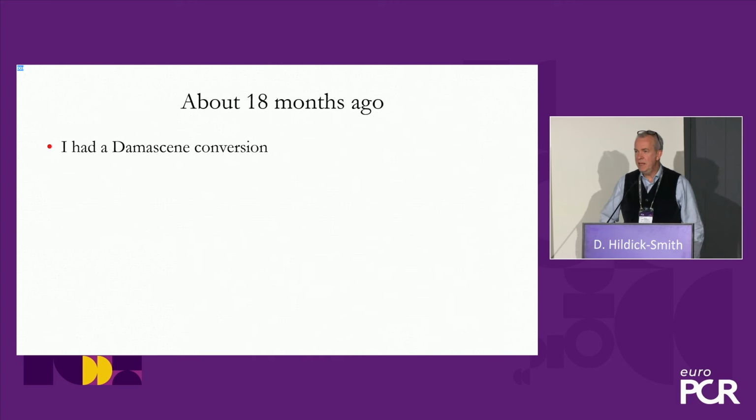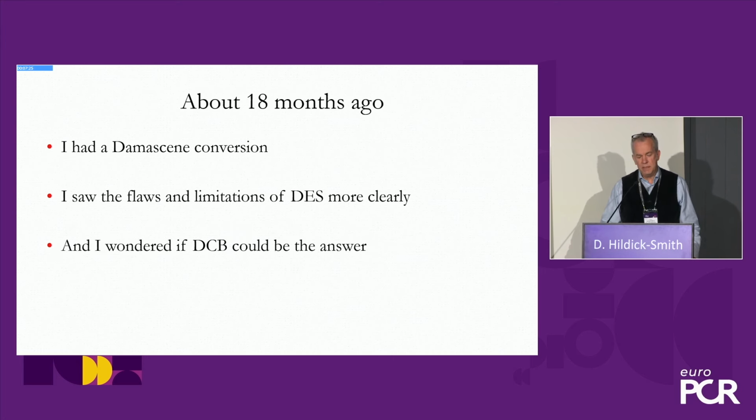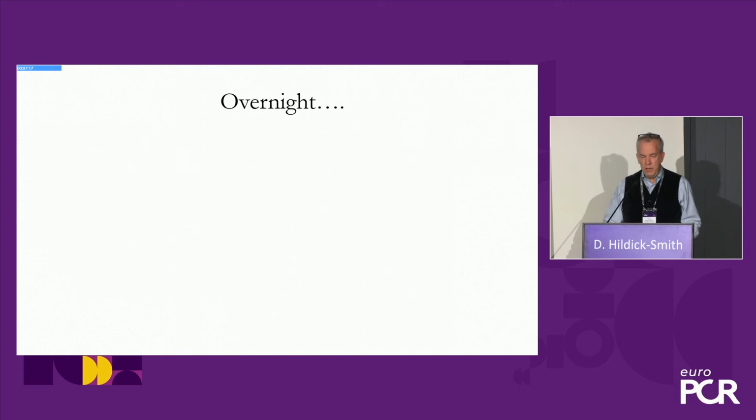About 18 months ago, or thereabouts, I had pretty much a Damascene conversion, which I won't bore you with in too much detail, but I did suddenly begin to see the flaws and limitations of drug-eluting stents, with their inevitable year-on-year decrement of clinical events, stent thrombosis, malapposition, need for antiplatelets. And I suddenly thought, actually, maybe these drug-coated balloons could be the thing that we need to consider a bit more. And pretty much overnight, my mental approach to angioplasty changed.